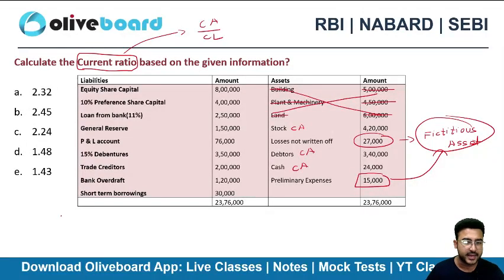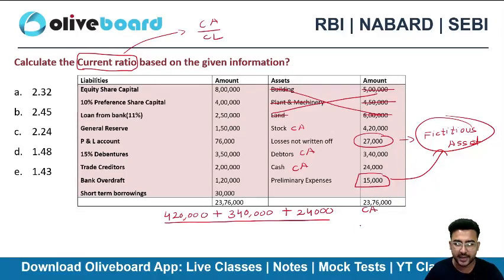So guys, what will be my current asset? Stock 4,20,000, debtors 3,40,000, cash 24,000. That's the total of my current asset. What will be the total of my current liability? On the liability side, short-term borrowing, that's a current liability. Bank overdraft, that's a current liability. Trade creditors, that's a current liability, because these obligations I need to settle within 1 year.